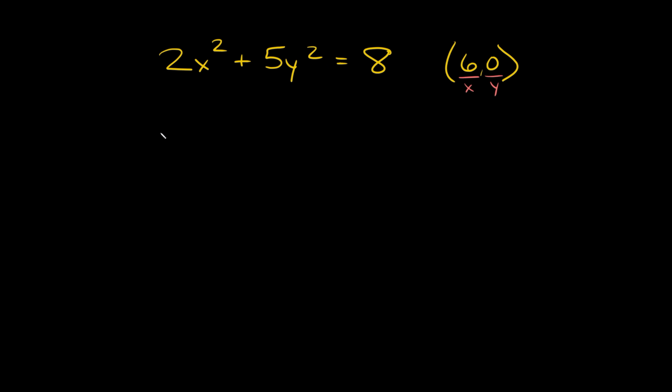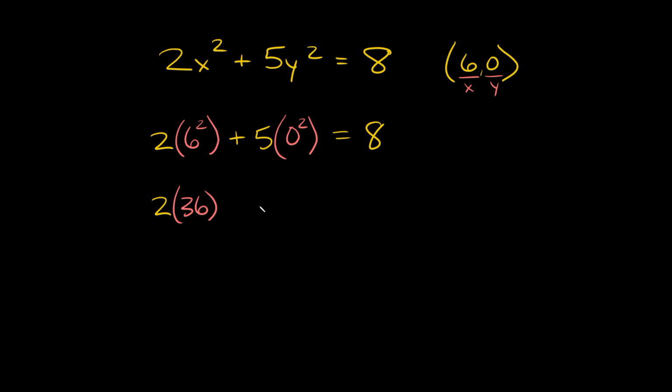So here we're going to get that 2 times x squared. Now x is 6, right? So here we're going to have 6 squared. And then we're going to add that to 5 times y squared. Here y squared is 0, so we're just going to have 0 squared right there. And again, that's equal to 8, all right? So then here we're going to have 2 times 6 squared, that's equal to, I should say, 36. And then we're going to add that to 5 times 0 squared, which is just equal to 0.